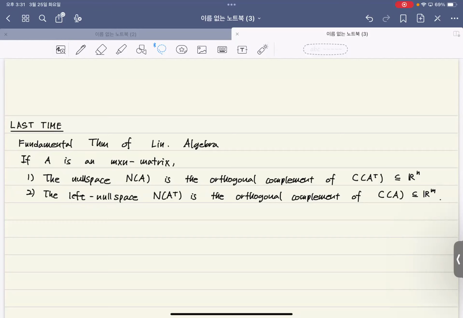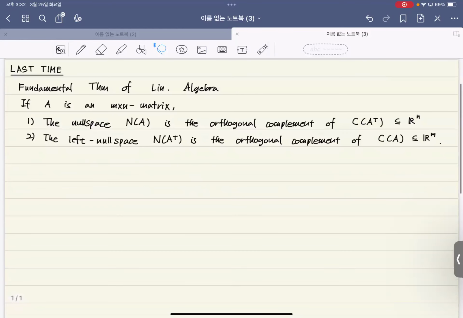And the same is true for the left null space and the column space. So these are mutually orthogonal complements of each other. So why are they so important? They are important especially if you try to find the behavior of the matrix A as a linear transformation. I told you the matrix can always be considered as a linear map between two spaces.